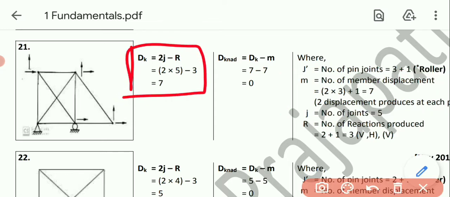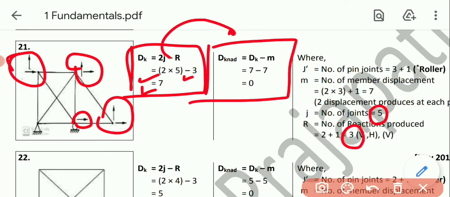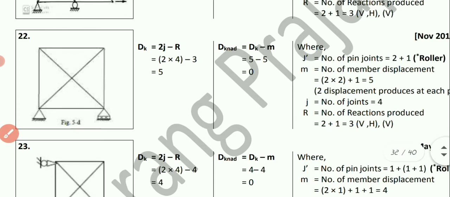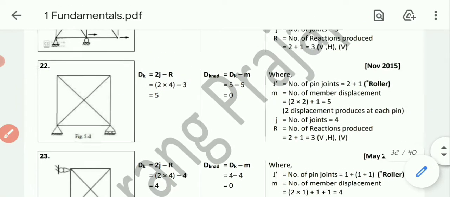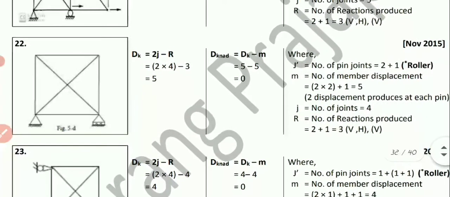So that's all the sum. Dk is twice J minus R, joints 5, 2 times 5 minus R, that is 3. So 10 minus 3, answer comes 7. This 7 will be 2, 2, 2, and this one. And then Dk minus M should be 0. M is 7, 7 minus 7, answer comes 0. Then next example, example number 22. Now these are the examples which have been asked in the exam November 2015.